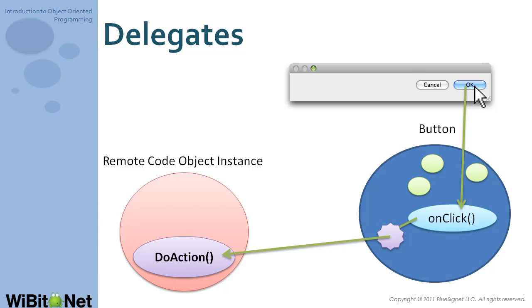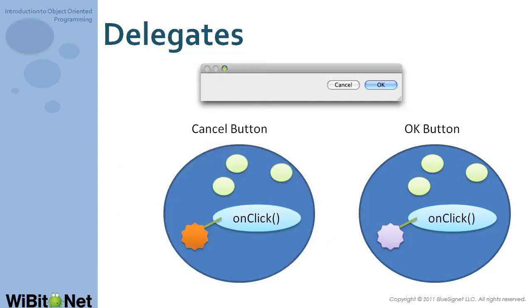Right, so this onClick method has a delegate pointer to a reference location in remote code somewhere else. So it's not calling the code inside of the button. It's just calling a command that sends itself out to wherever it's pointing. So the OK button and the cancel button can be of the same object type, but the onClick events can have delegate pointers that point to different memory references.